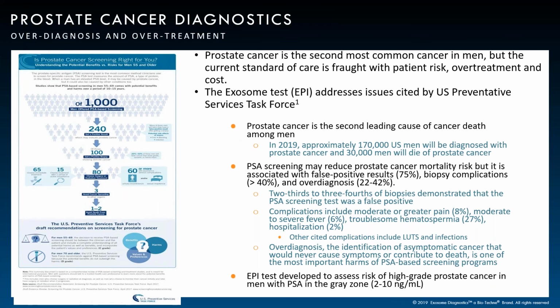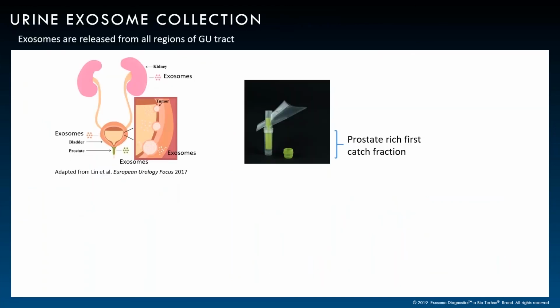Right now, the approach is to have a shared decision process. So you utilize PSA and you discuss with your patient if you want to proceed with a biopsy. EPI is designed to be part of that workflow, where if you have a PSA in the gray zone, basically a PSA between 2 and 10, where PSA does not work, it provides additional information to the clinician and the patient to inform them in this decision process.